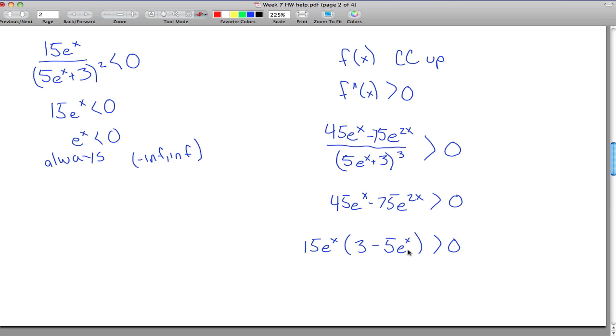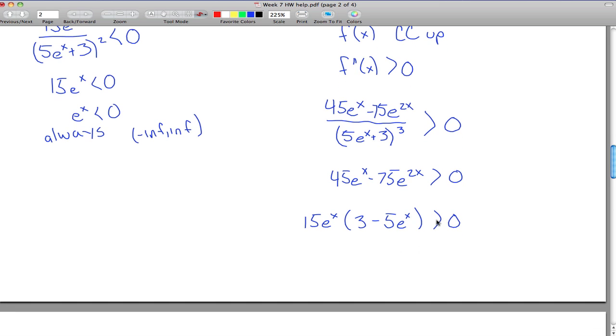If you don't believe that step, maybe it's easier to go backwards. If you started here, distribute that 15 e to the x through. 15 e to the x times 3 is 45 e to the x. 15 e to the x times negative 5 e to the x gives you negative 75 e to the 2x. So if you get here, we have something times something is greater than 0. As we discussed, this guy is always positive. So this is greater than 0 if and only if this right here is positive. If 3 minus 5 e to the x is greater than 0.